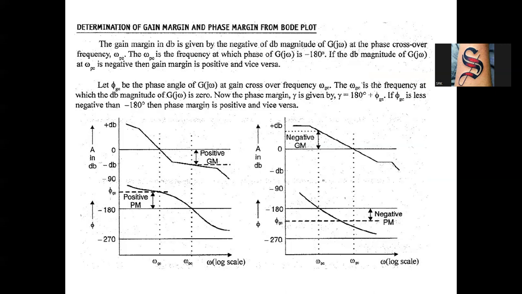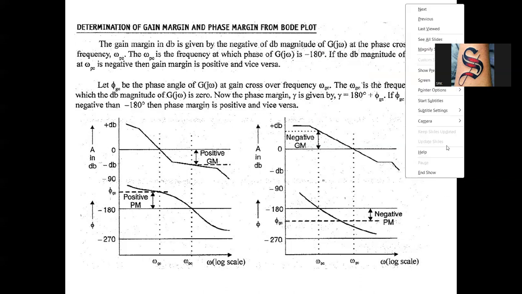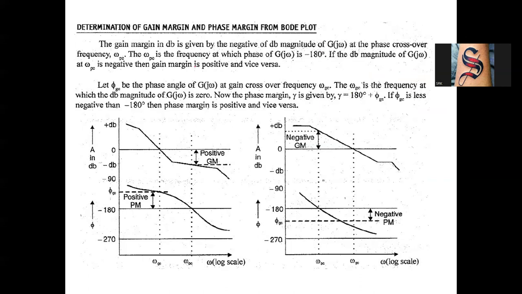So before going to that, how to find the gain margin and phase margin? Let's have a small definition regarding this gain margin and phase margin. What is the gain margin and what is the phase margin? These are the two important parameters while you are calculating the stability of any system.